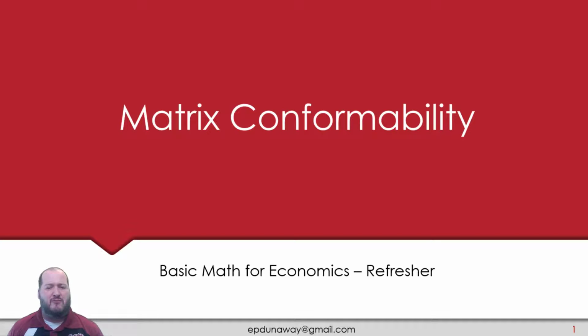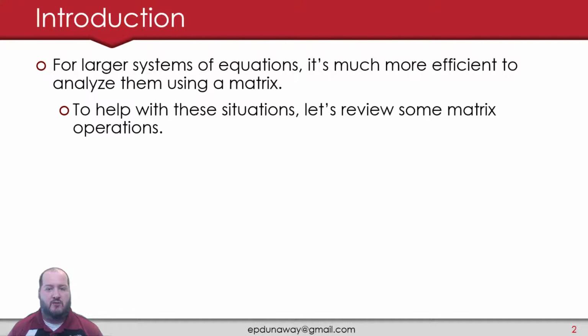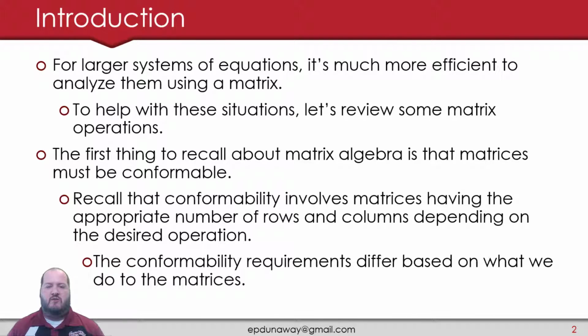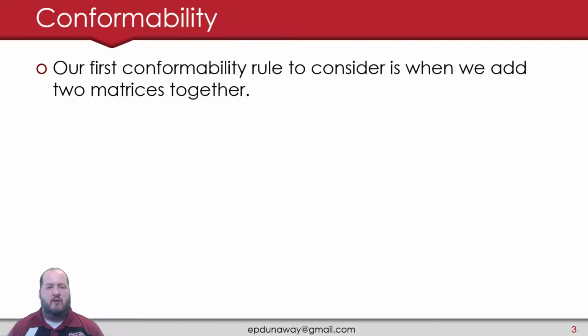And we're going to find that matrices have to have certain properties if we're going to do any kind of mathematical operations to them. Basically, if we want to add two matrices together, they need to be shaped in a certain way. If we want to multiply them together, they need to be shaped in a different way. And by shaping, I mean the number of rows and columns that they have. So let's go over a couple of the conformability requirements, and then we'll also do a few of the mathematical operations involved with them.